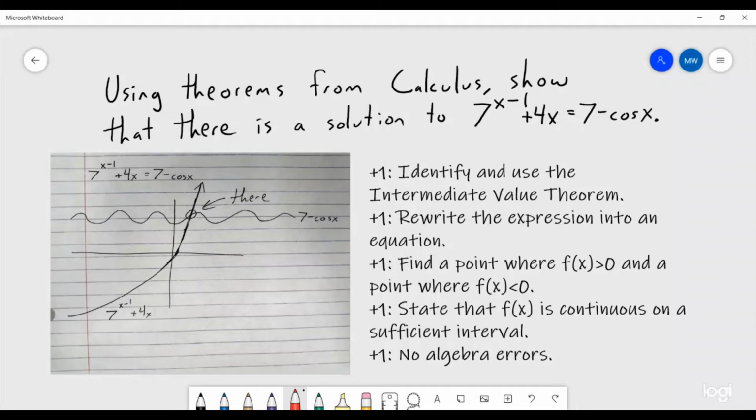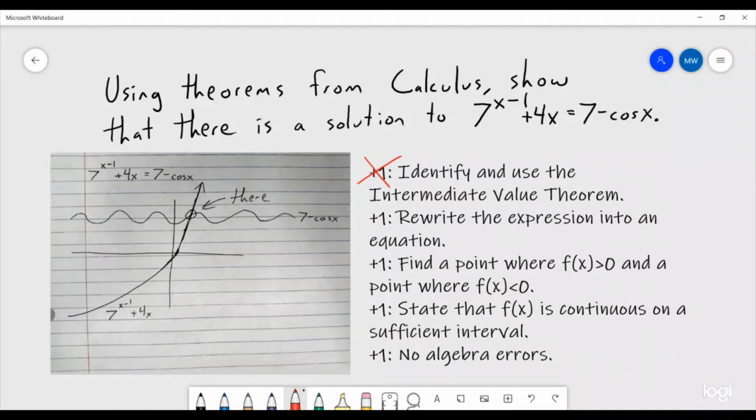The way I would grade it is I would go through and try to figure out what all the different pieces are that they've done. So did they identify and use the intermediate value theorem? I don't see any evidence that they did that, so they would not get that first point.